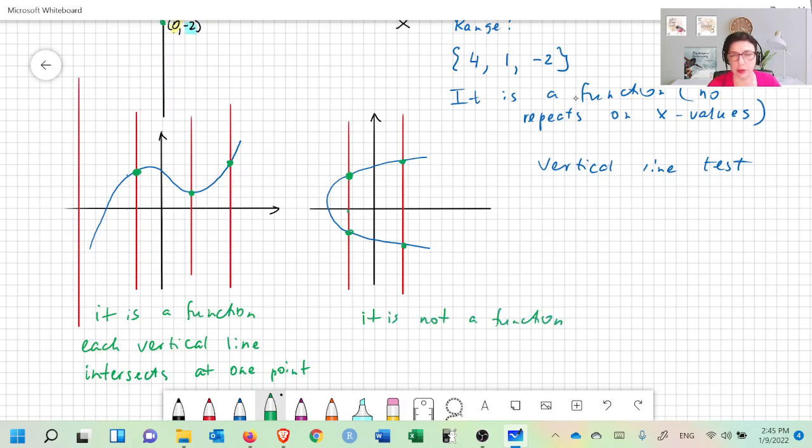So if there's some vertical line that intersects the graph at two points, and even if it's just one such line, it's already not a function.